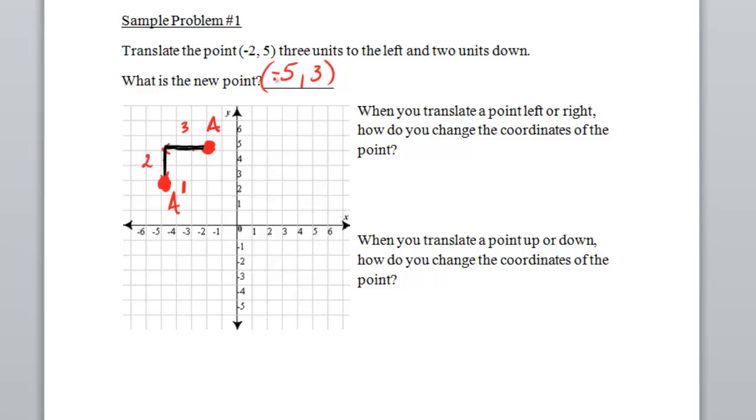And so we have a couple basic questions here so that we can start to make some generalizations about the transformations that we're learning about. It says when you translate a point left or right, how do you change the coordinates of the points?